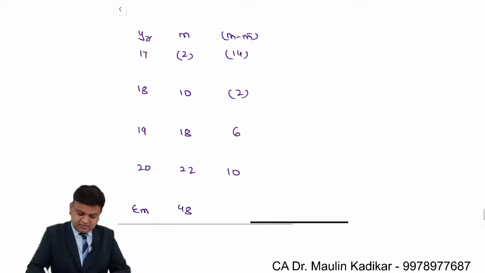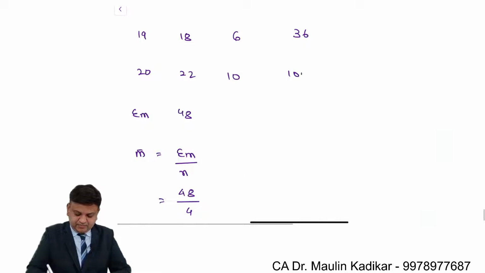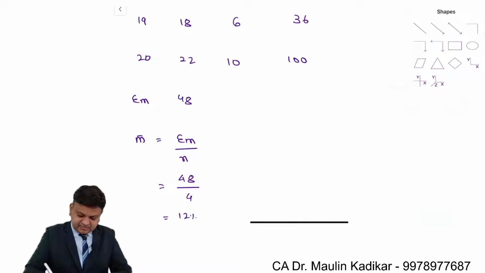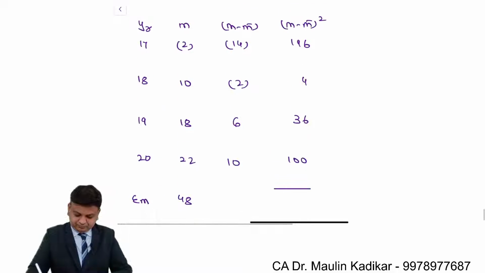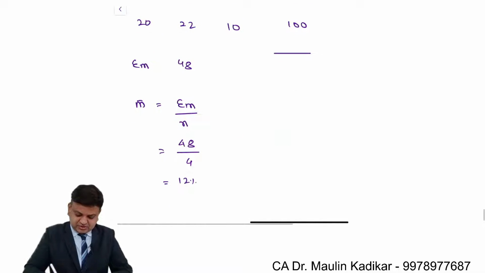M minus M bar. Then M minus M bar whole square. So it is 196, 4, 36 and 100. Summation of the same: 196 plus 4 plus 36 plus 100. That comes to 336.